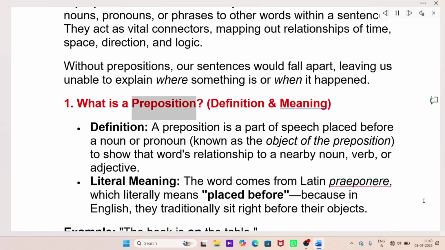1. What is a preposition? Definition and meaning. Definition: A preposition is a part of speech placed before a noun or pronoun, known as the object of the preposition, to show that word's relationship to a nearby noun, verb, or adjective. Literal meaning: The word comes from Latin preponere, which literally means placed before, because in English, they traditionally sit right before their objects.